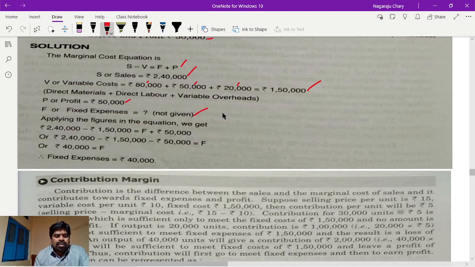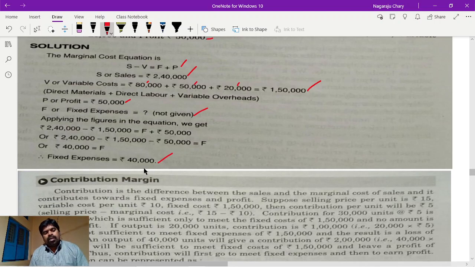Whatever values we have been given are to be substituted in the equation. So now 2,40,000 is the sales and 1,50,000 is the variable cost. We don't know fixed cost, that's why it is written as F. If profit is there, you have to take plus; if loss is there, you have to take minus. So that's why plus 50,000. When simplified, ultimately we get 40,000 fixed expenses.